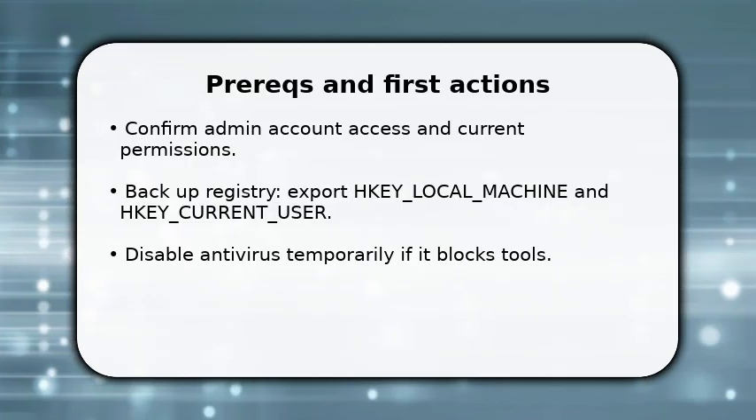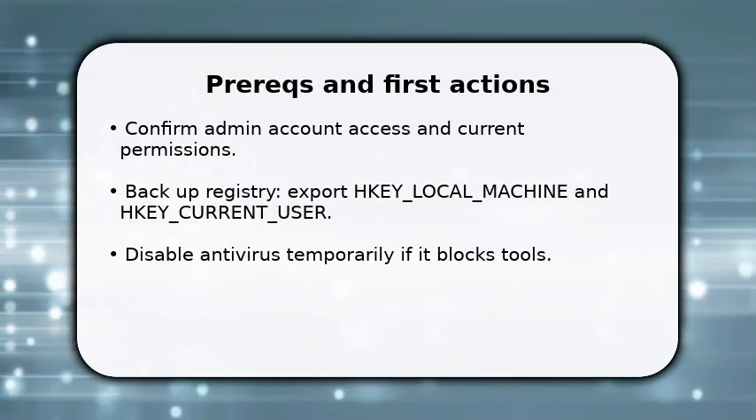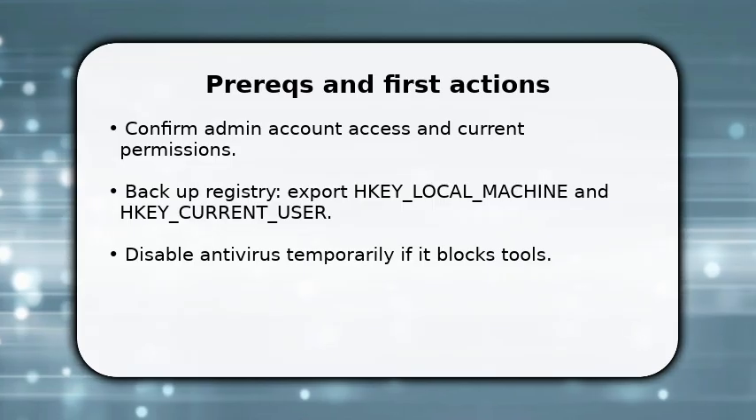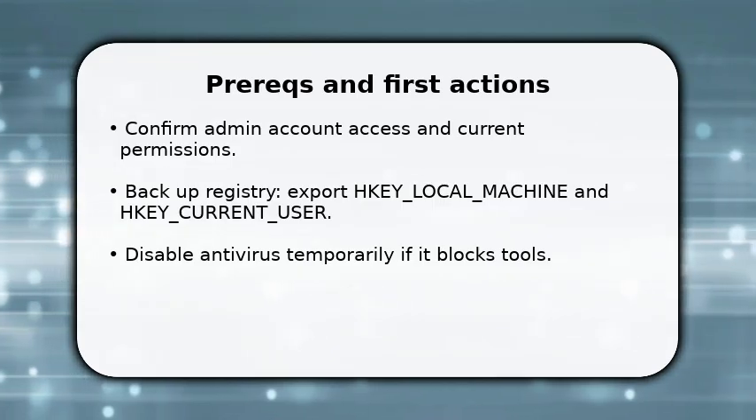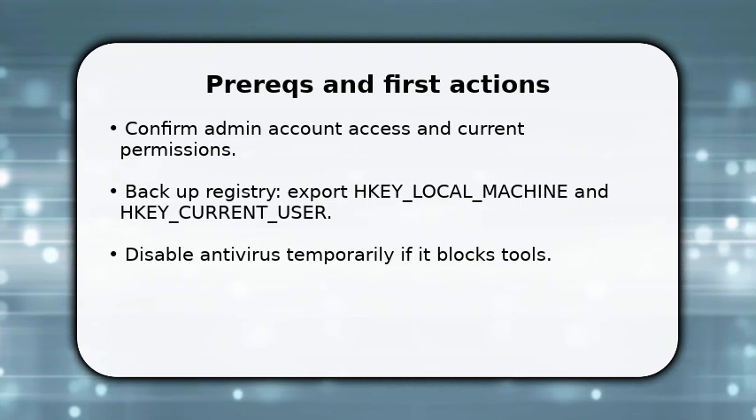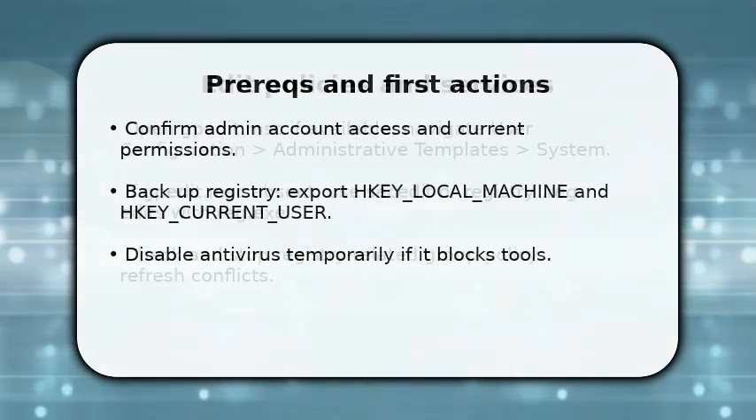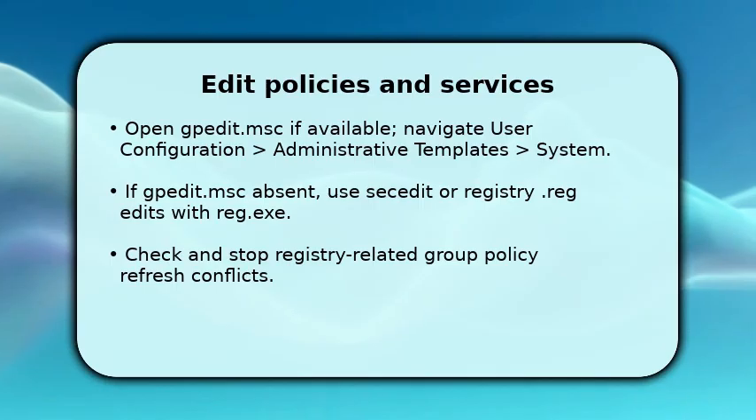Make sure antivirus won't quarantine utilities. If it interferes, temporarily disable it. You're preparing for direct policy edits and safe rollback, not making risky changes without a fallback. You'll now change the policy that disables Regedit.